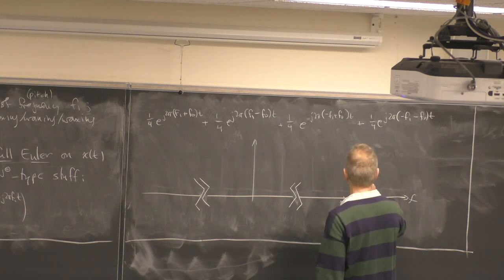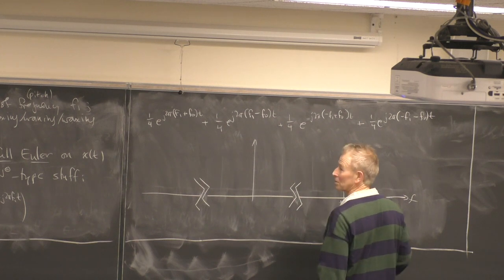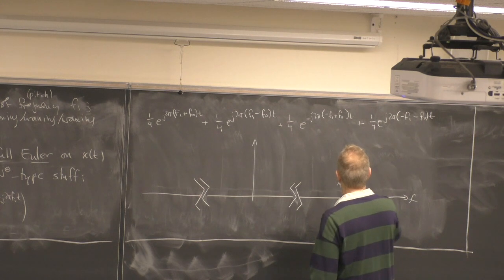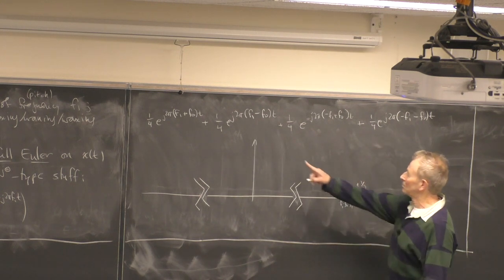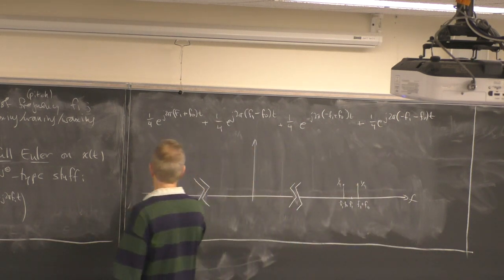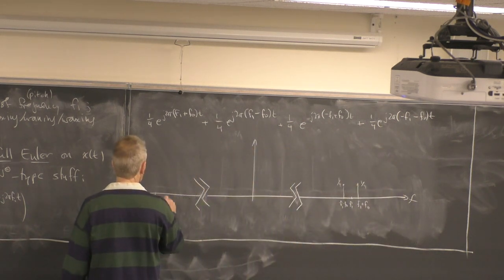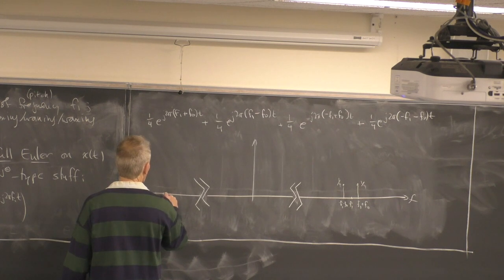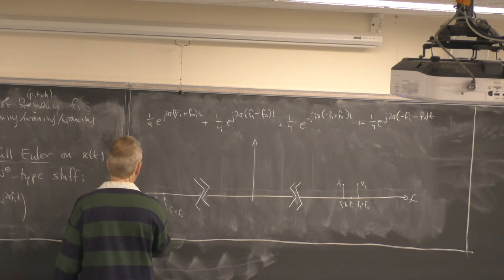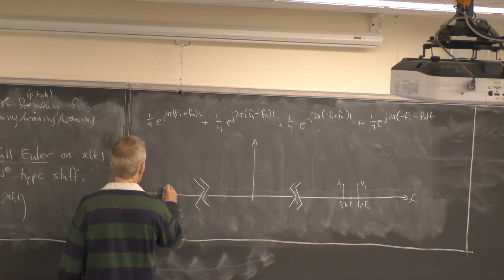And I'm going to have a spectral line. By the way, the stems in spectra are called spectral lines for obvious reasons. And the height's going to be 1/4. And I'm going to have one at f1 plus f0 from this term, one at f1 minus f0. And then I'm going to have a symmetry, the conjugate symmetry thing going on. So minus f1 and minus f1 plus f0 and minus f1 minus f0. I'm going to have the same thing.